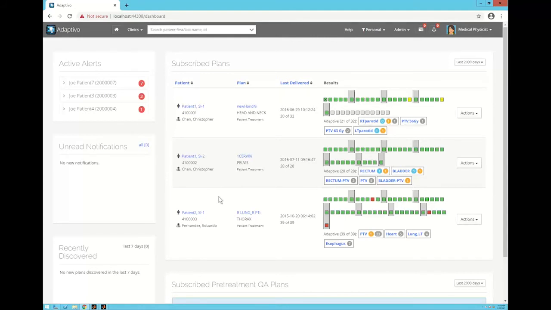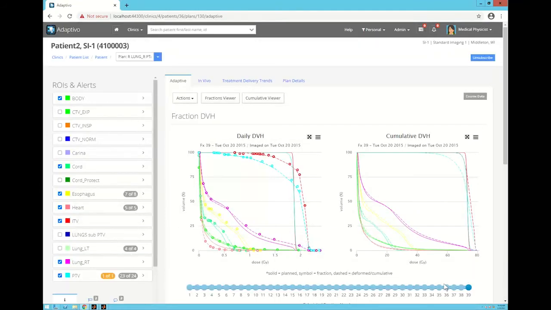So I'm going to go deeper into, let's see, patient number 2 for this lung case. And what I can do is I can just go directly into this region and look deeper into what's going on with this patient. We see here from the chiclets that on about, let's see, fraction 36, that there is a failure. So we'll look in that area. And so it takes me right into this particular patient.